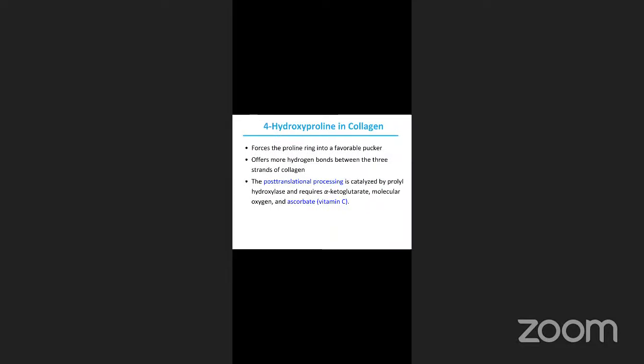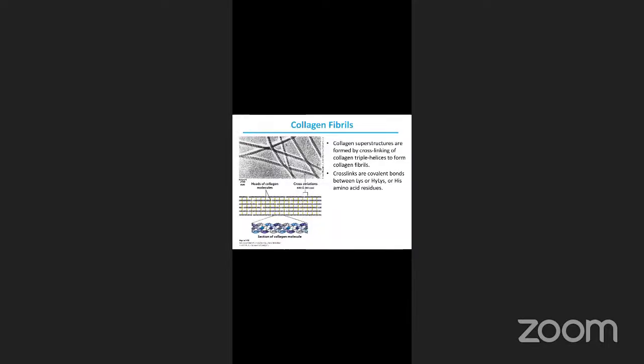So here in collagen, we can also see 4-hydroxyproline. Here the post-translational processing is done by prolyl hydroxylase, which is an enzyme. It requires alpha ketoglutarate, molecular oxygen, and vitamin C. Okay. So this is the microscopic image of collagen fibers.